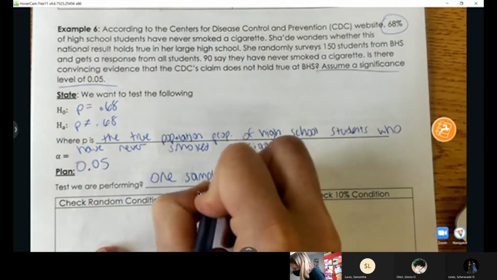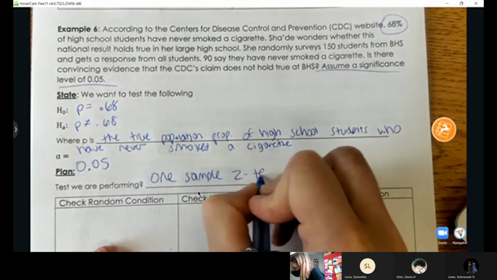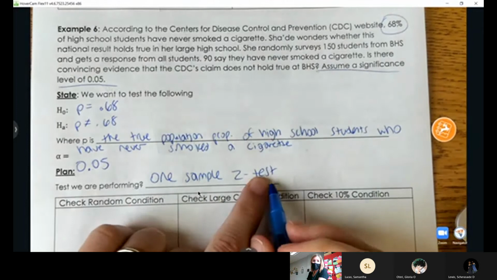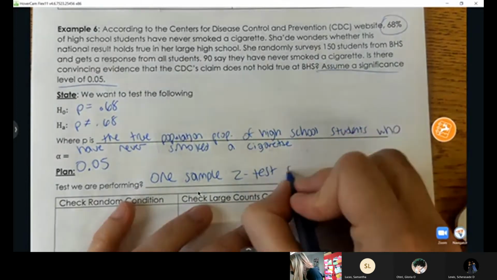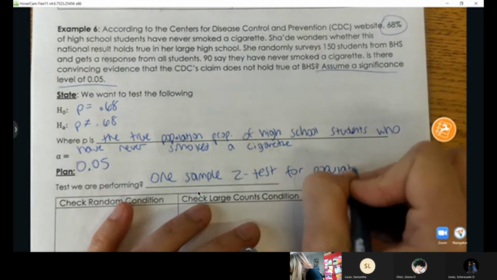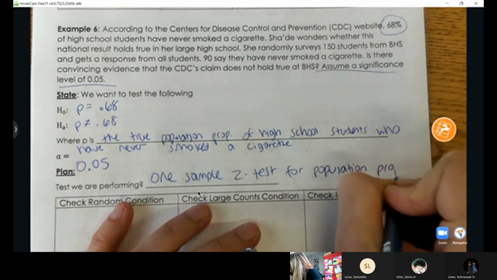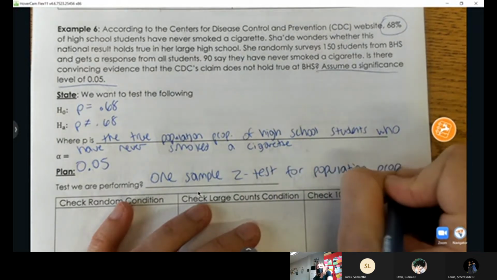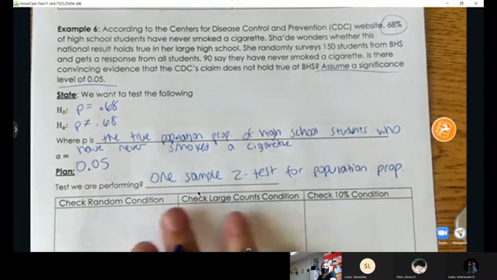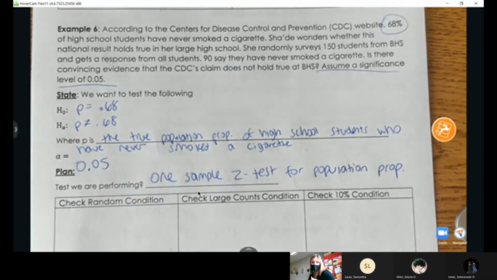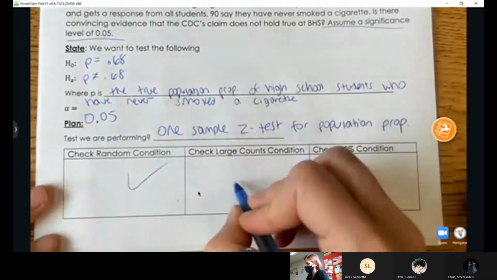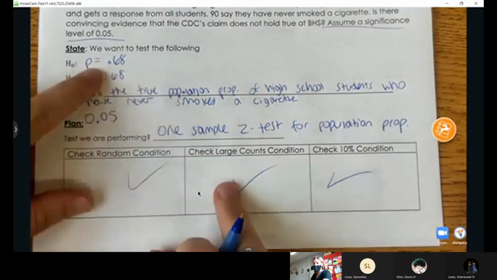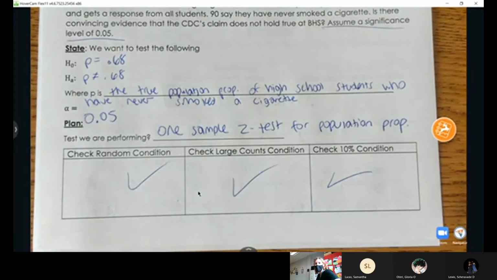A one sample Z test. So instead of the word interval, we have to use test because it's a significance test this time. For population proportion. The letter's still the same, it's a Z test, but this time instead of an interval, it's a test. So one sample Z test for population proportion. You guys checked all these and got them all right. You set it up correctly and you used 0.68 for the large counts condition.